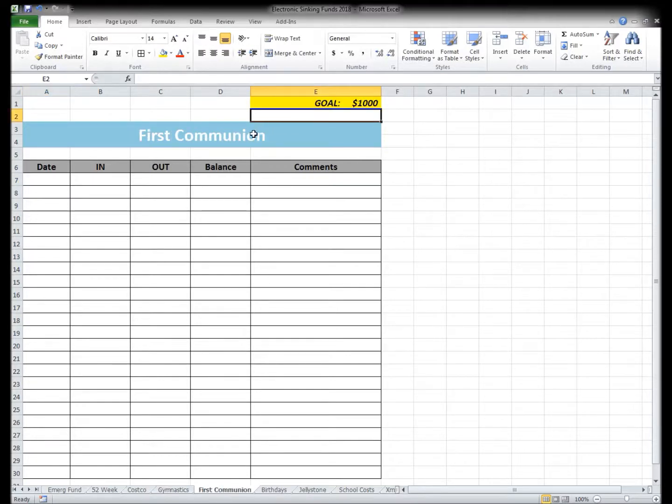Next is my oldest daughter's first communion. So I've already gotten the dress. Now all we need to do is pay for the alterations on the dress, get the shoes, the veil, photos, hair, and then a small haul just for us to have a little get together after the first communion. So my goal is $1,000 to save for that, and nothing's been put in yet, but we'll get there.